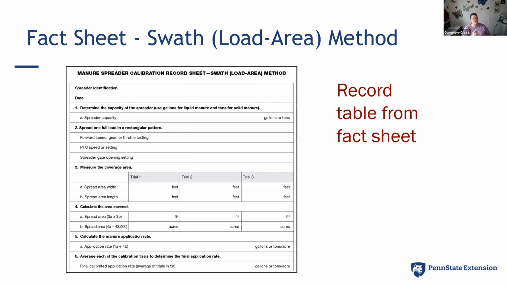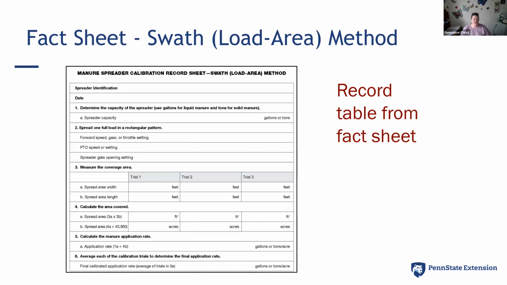Again, there is a sheet, makes this so much easier. You don't have to remember all of these different steps from scratch. There's a form to fill out. And again, we want to document the spreader capacity. What rate are we using? What gear? What's the gate setting on the spreader? Measure that spread area width and length, calculate the area that's covered, divide that by our spreader capacity, and we end up with our application rate, and then average all three together.